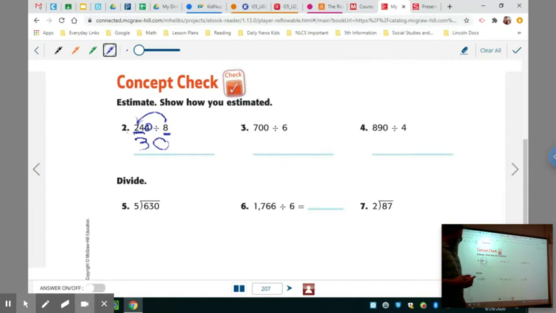I'm left-handed. This one here, you've got to say, will 6 go into 7 evenly? No. Well, it does go in, but not evenly, right? So then you've got to look at it and say, does 6 go into 70 evenly? No. But if you know your multiplication facts, there's a number that 6 does go into that's pretty close to 70.